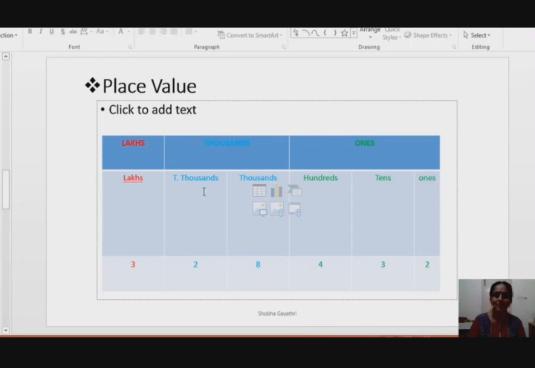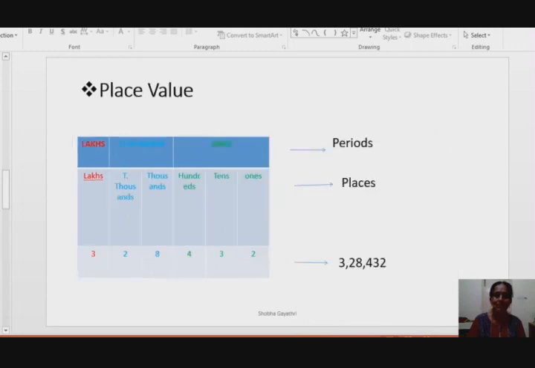The number is written here in this place value chart. We will learn the periods, places and the place values of the number. Here the top row represents periods. The next row represents places. How many places does the period consist of? That means here the ones period consists of 3 places.